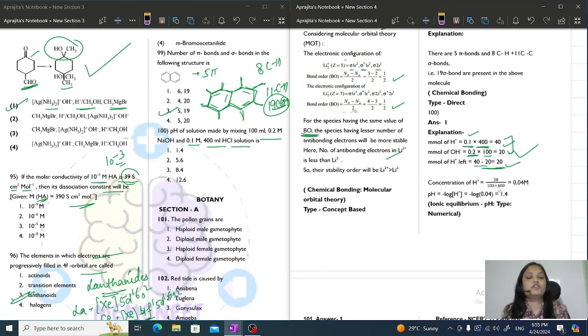So the concentration of hydrogen ions would be the number of millimoles divided by the total volume, 100 plus 400. So it's 20 divided by 500, which is 0.04 molar. From here we can find the pH. It comes out to be minus log of the hydrogen ion concentration, which is 1.4.